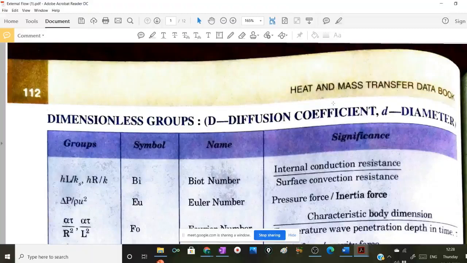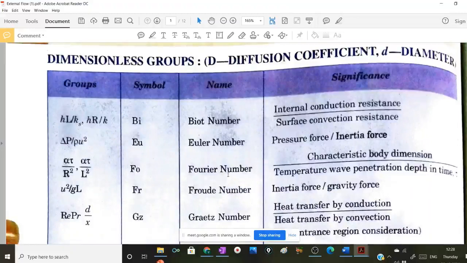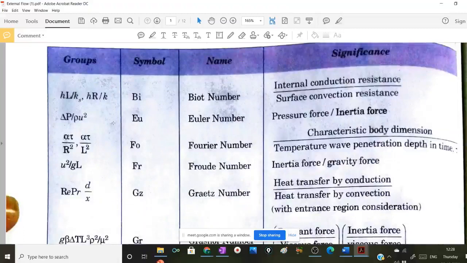So on page number 112, different dimensionless groups are given. We have discussed Reynolds number, Prandtl number, Nusselt number, Peclet number. There are other non-dimensional numbers as well, like Fourier number, which we have discussed in transient heat conduction. Biot number also we have discussed. So all their significance and their formulae are given. So you need not remember any other formula. You can refer to this table.